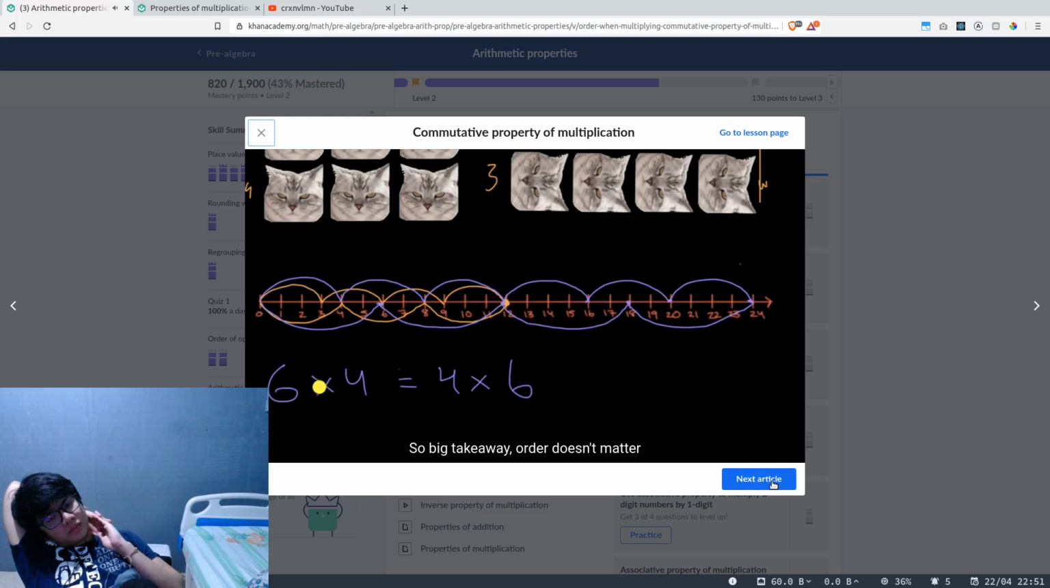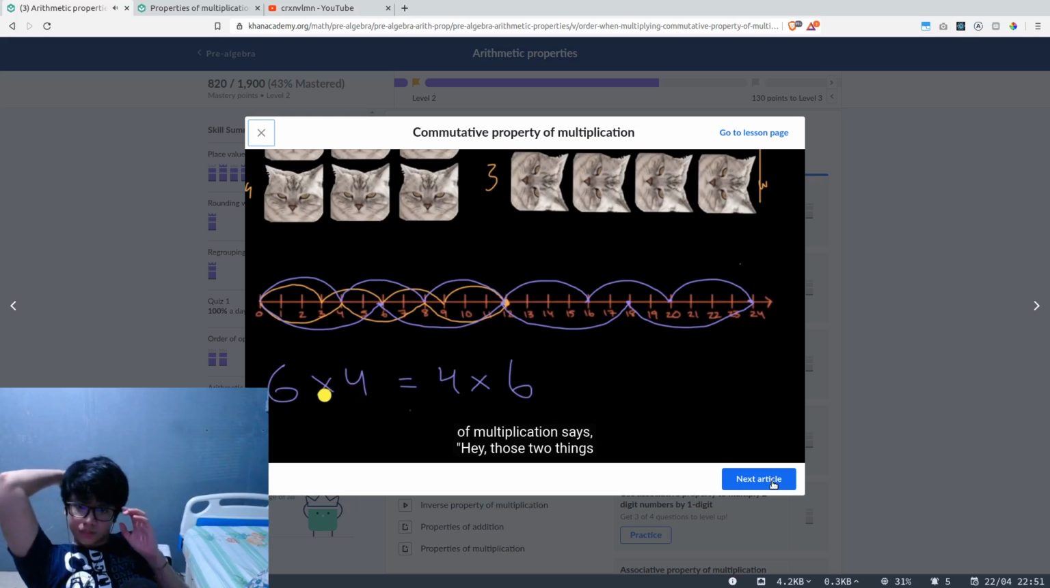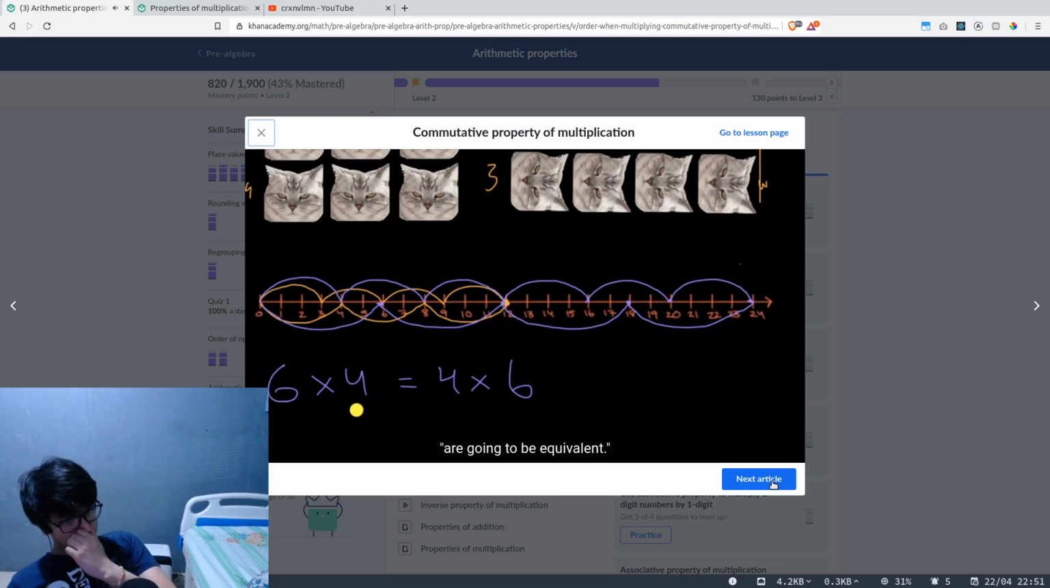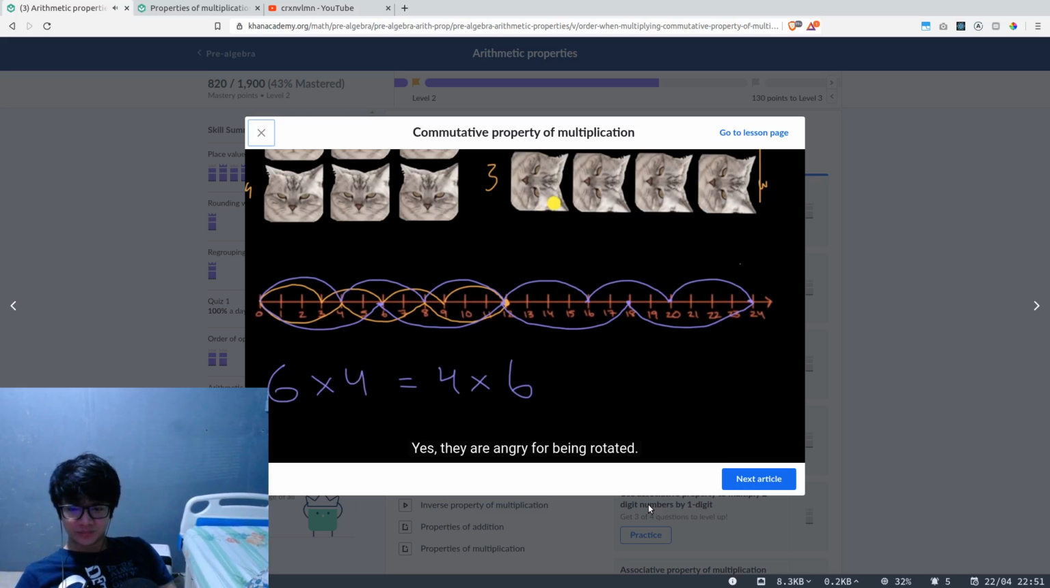So big takeaway, order doesn't matter when you are multiplying numbers like this. And this is sometimes referred to as the commutative property. It's a fancy word, but it's really just saying that whether you're doing 6 times 4 or 4 times 6, the commutative property of multiplication says, hey, those two things are going to be equivalent. Meow. Yes, they are angry for being rotated.